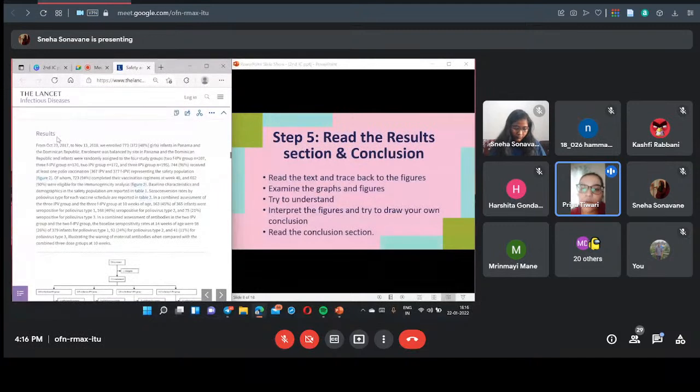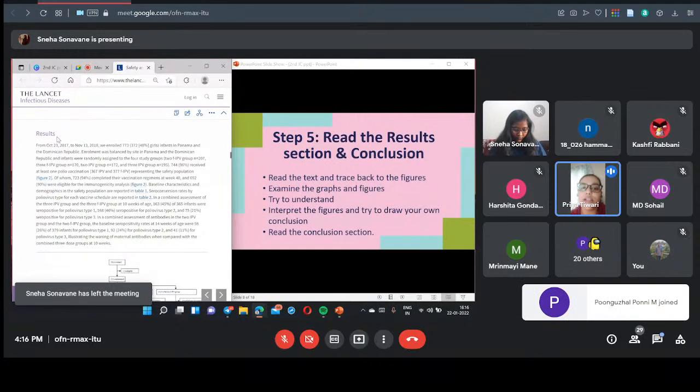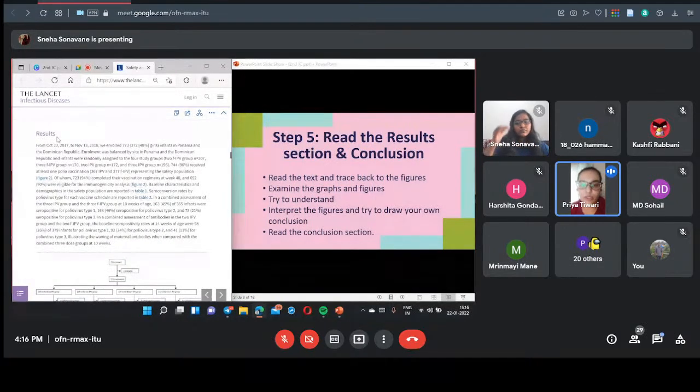So after having a general idea about the paper and reading the introduction, now you'll read the results, where you have to read the entire text and trace back to the figures which are mentioned.